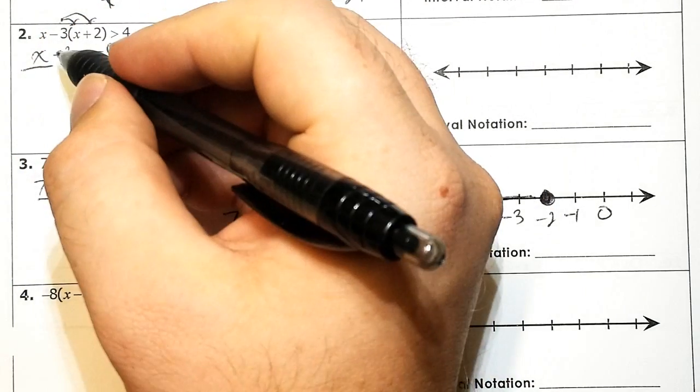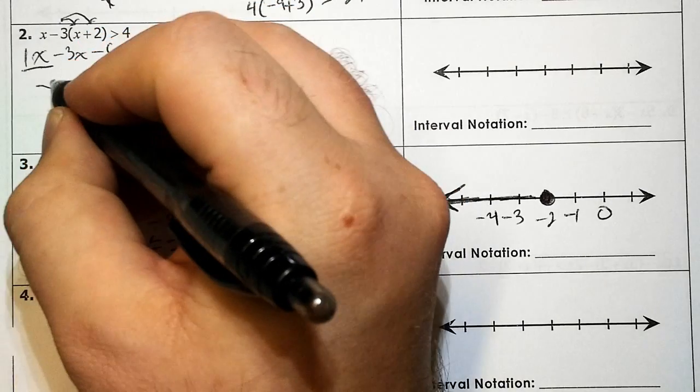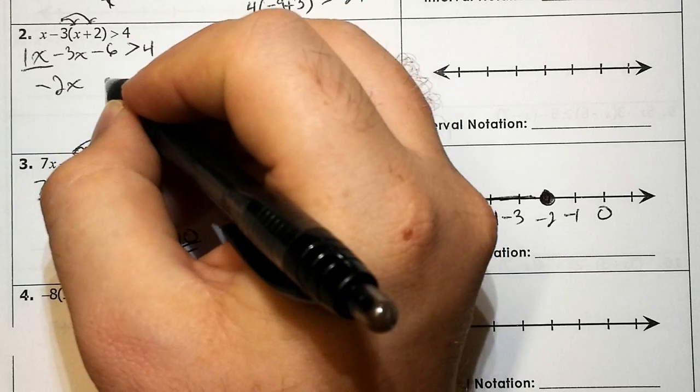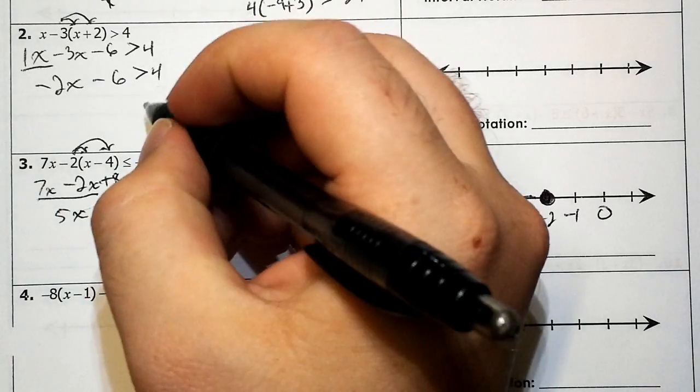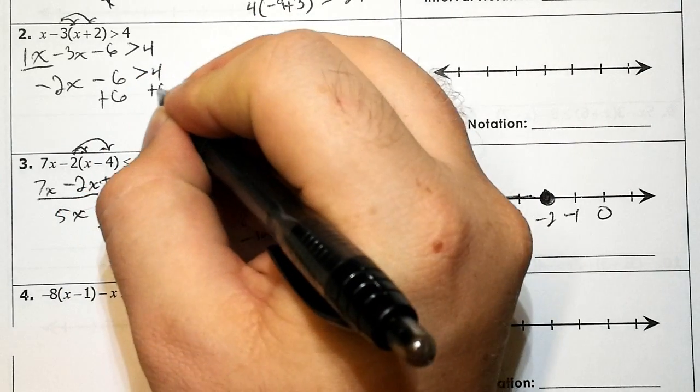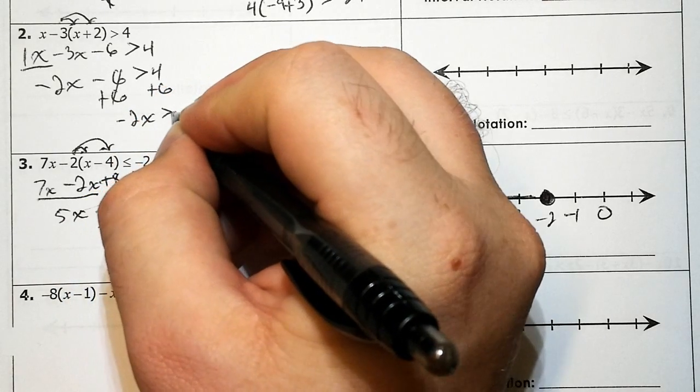Remember, if there's not a number written in front, assume it's a 1. 1 minus 3x is negative 2x. Then we have still minus 6 greater than 4. Next step, move your numbers to the other side. So add 6. I get negative 2x is greater than 10.